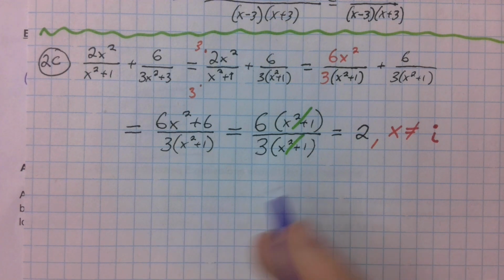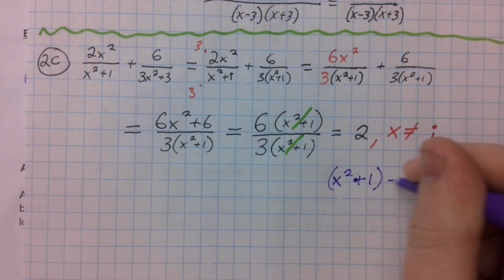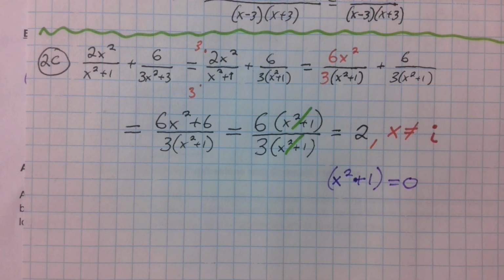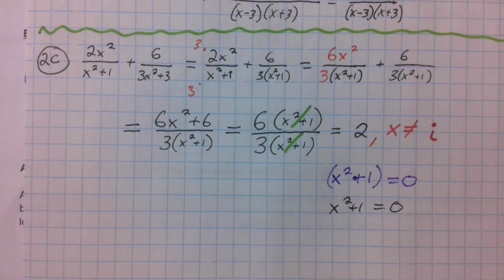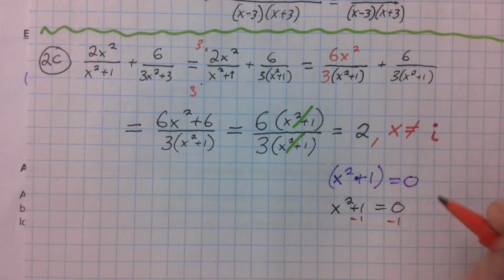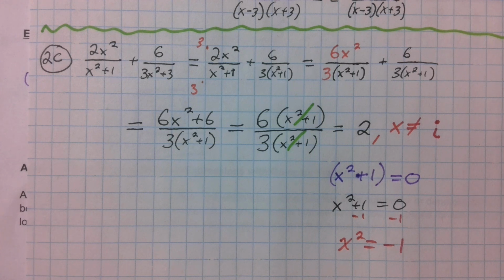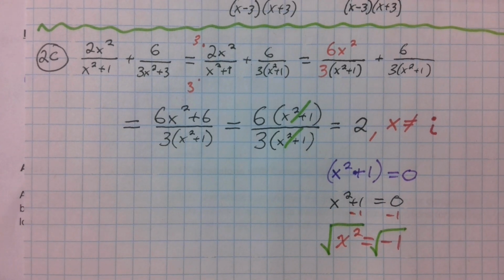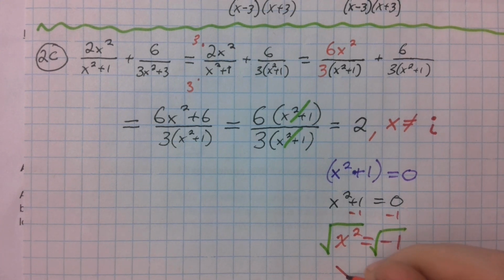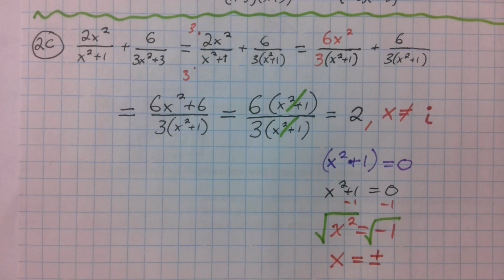To find out what makes a factor 0, we should set that factor equal to 0 and solve. So if x squared plus 1 equals 0, we would have to subtract 1 from both sides, giving us x squared equals negative 1. To find out what x should be, we should square root both of these. The square root of x squared gets us our x by itself. But on the other side, we get plus or minus the square root of negative 1.